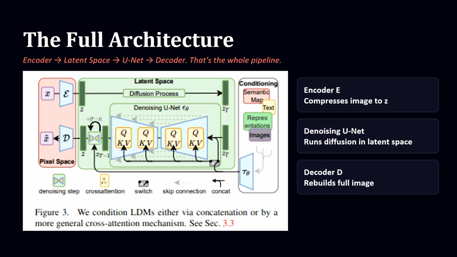This is the full pipeline from the paper. Image goes in, the encoder compresses it. The UNet runs diffusion in latent space. The decoder brings it back. And the conditioning, text, image, whatever, comes in through those cross-attention layers on the right.